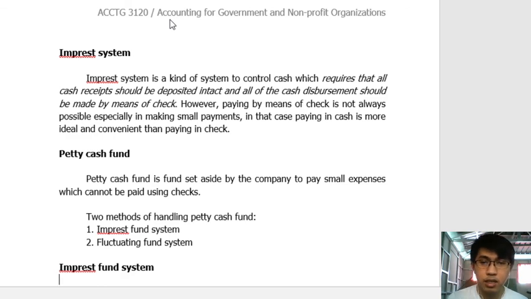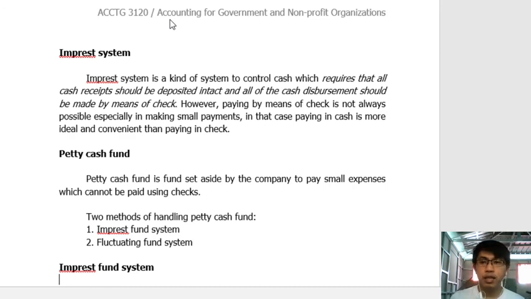Ang sinasabi lang dito, dapat yung system natin ay lahat ng tinatanggap nating cash ay deposited intact. Deposited intact, ibig sabihin, this is accounted for daily. Yung lahat naman daw ng disbursement o yung mga palabas ay dapat through checks. Pero meron yung mga cases kasi involving small payments, kaya dito napapasok yung petty cash fund.